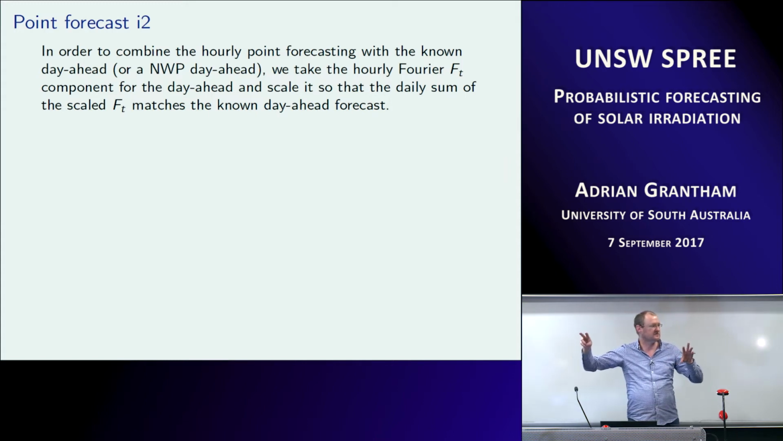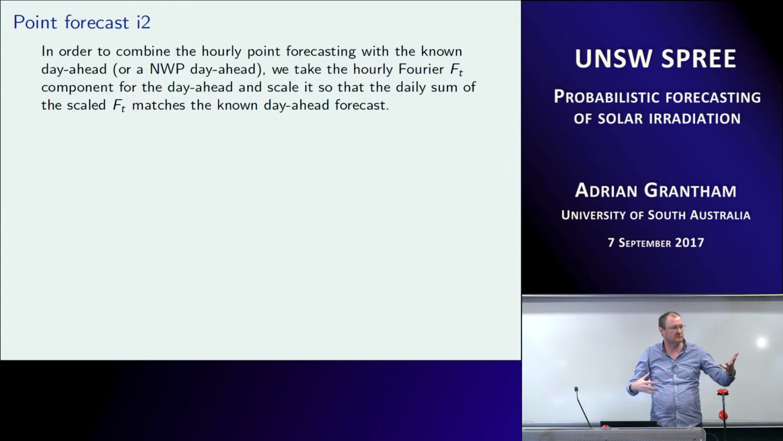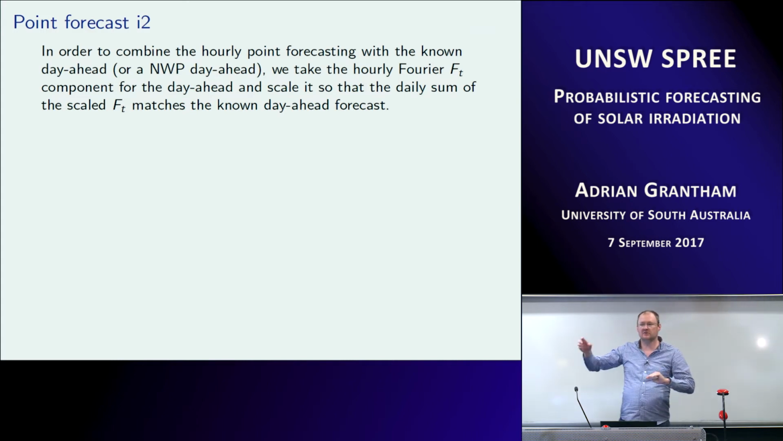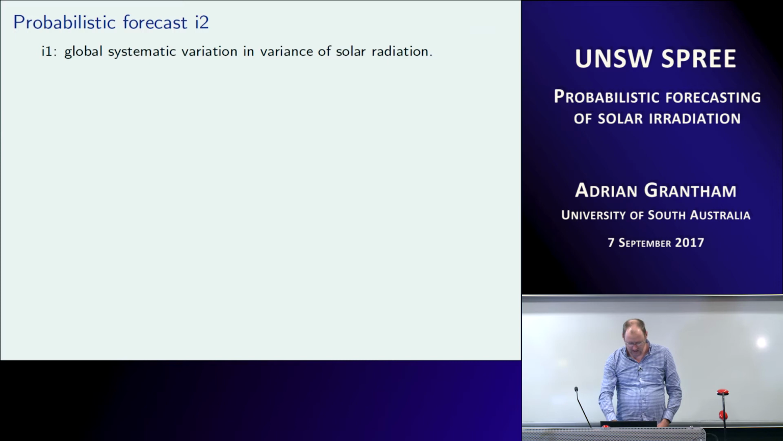As I said, our perfect knowledge is our proxy for, hopefully down the track, an NWP. So if the NWP is going to target, say, 5,000 watt hours per square metre, we will scale our Fourier component to make sure it hits that. Okay? That's kind of the best way to describe that. And there's some results that I'll show towards the end that suggest that that is a good idea. So that's what we do. We try to incorporate knowledge of our day ahead with our hourly to see if we can do better.